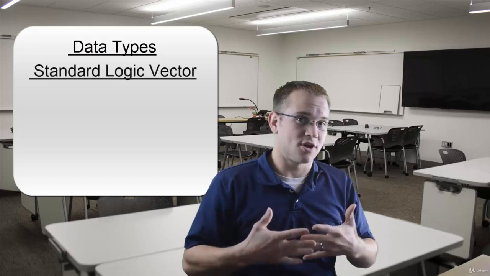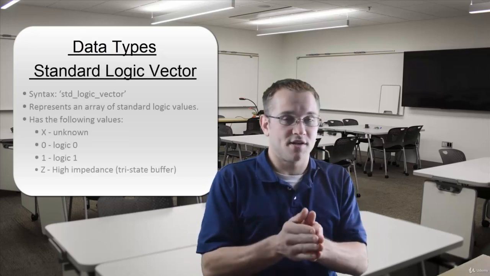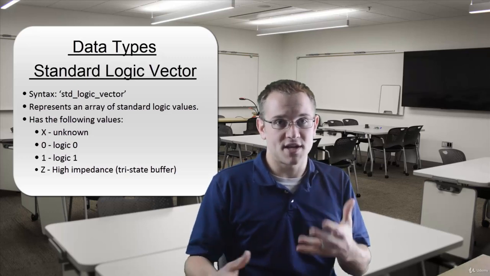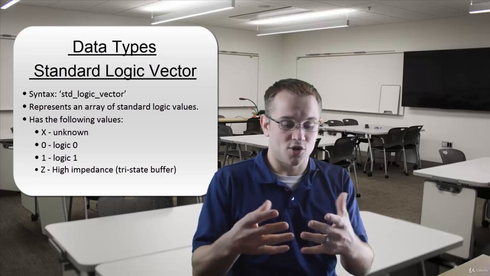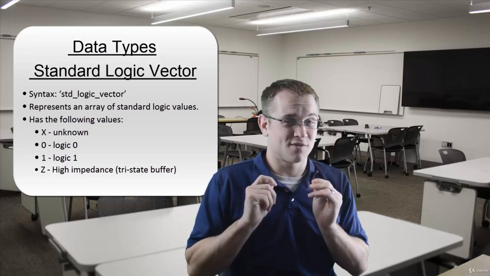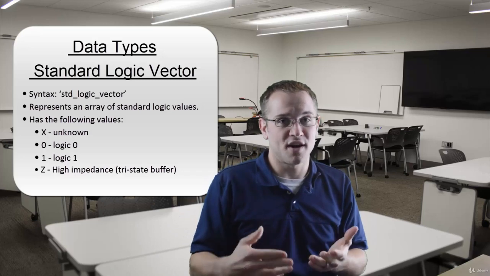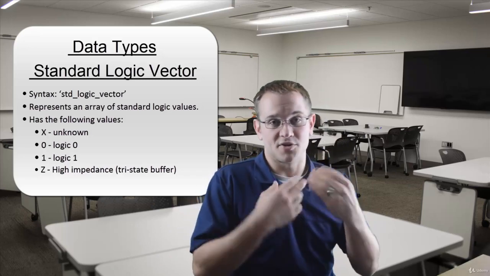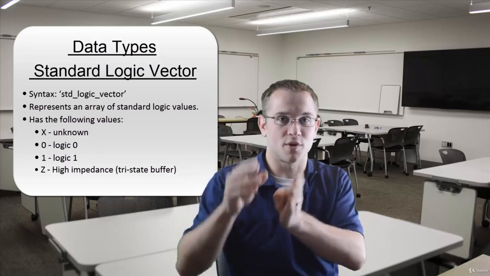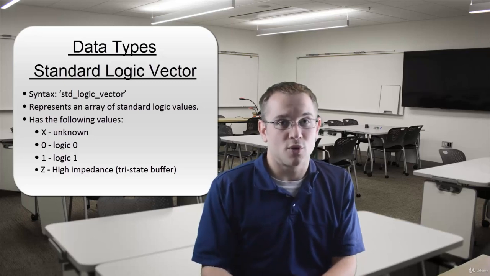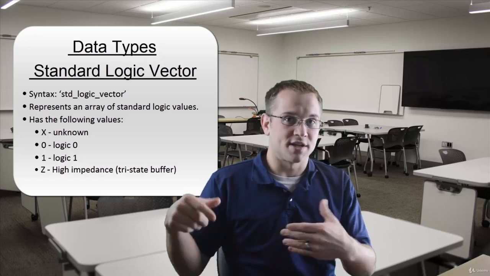The next data type is the standard logic vector, which is effectively an array of standard logic types. So if you have 10 standard logic data types, you can make a standard logic vector, which is just an array of that. The standard logic vector can be any size. You define that when you define the data type. You'll say A is a standard logic vector from 27 down to 0. So you have bits 27 to 0, or 28 different standard logic data types.